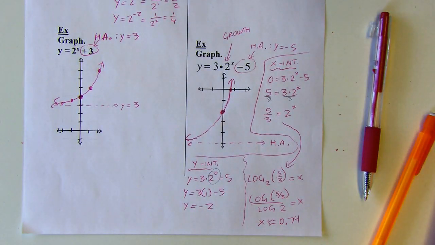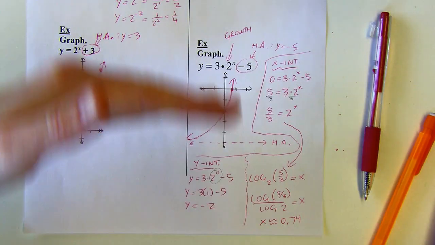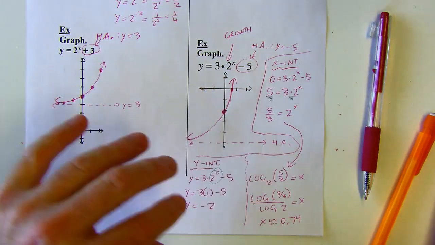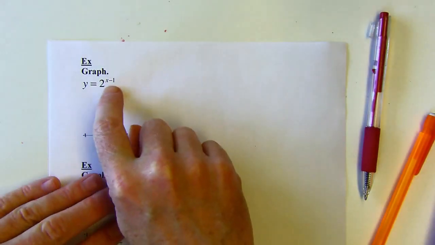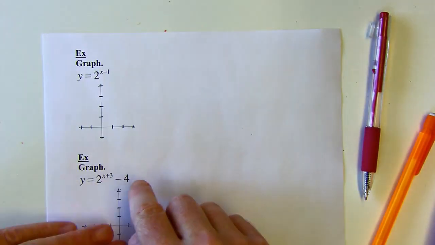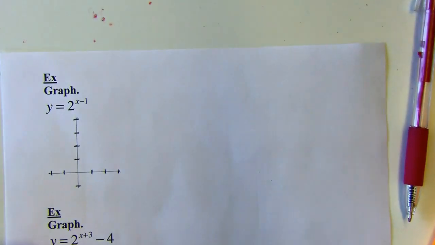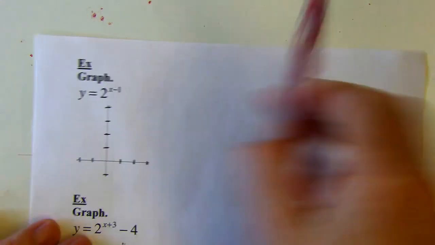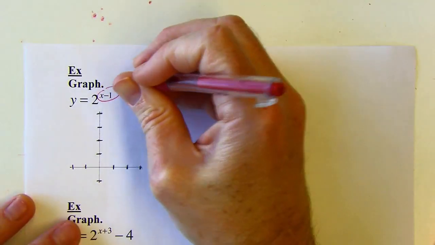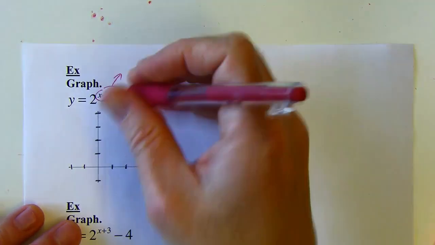Okay, let's try some more on the next page. So, when you add or subtract to the end, it's going to move the whole thing up or down. But there is a way to move the function left or right. That's going to happen when you're adding and subtracting to the x inside the exponent. Okay. So what this is going to do is it's going to move things to the right, okay?